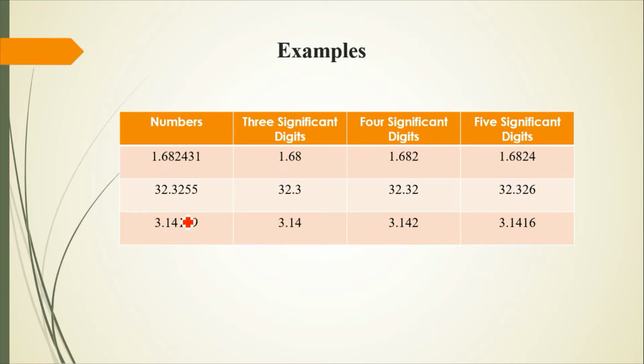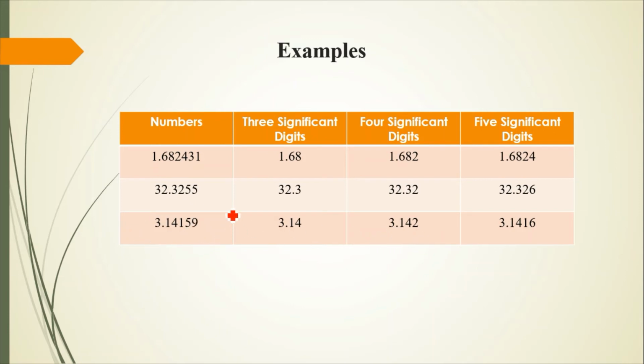Here at the 4th place it's 1, which is less than 5. Then the 4 remains unchanged. The number is 3.14. For 4 significant digits, the discarded digit is 5 and the digit at the nth place, that is at the 4th place, is odd, then it will increase by 1. It will be 2. The number is 3.142.